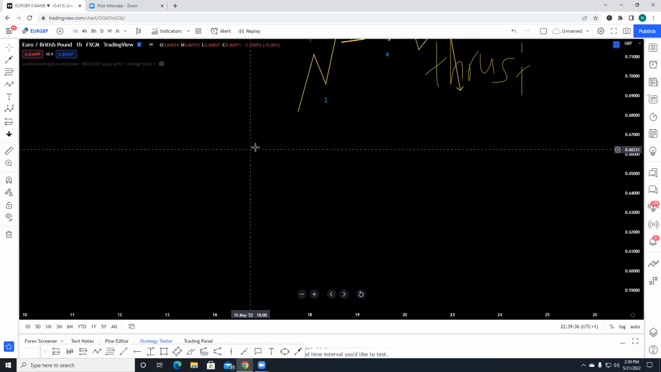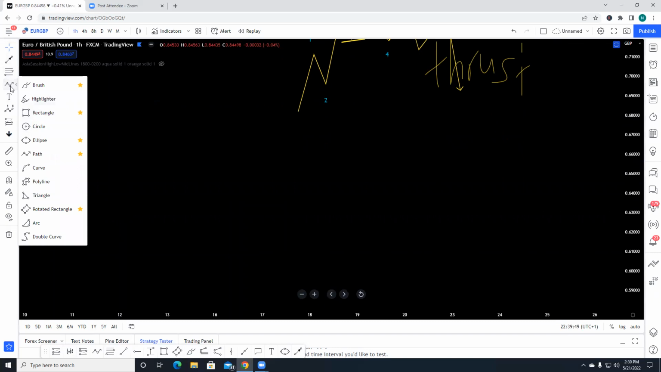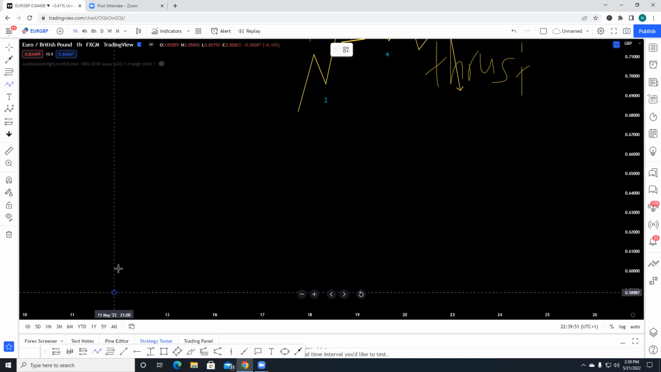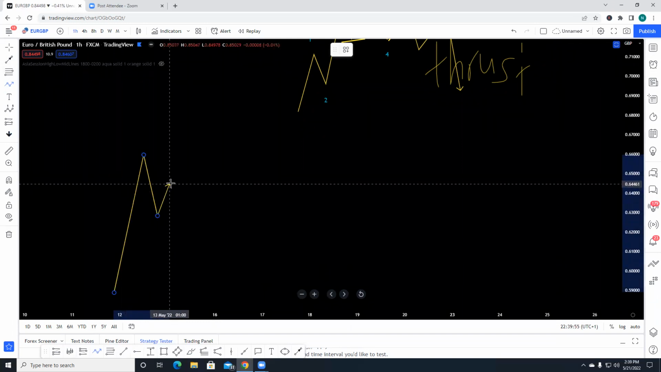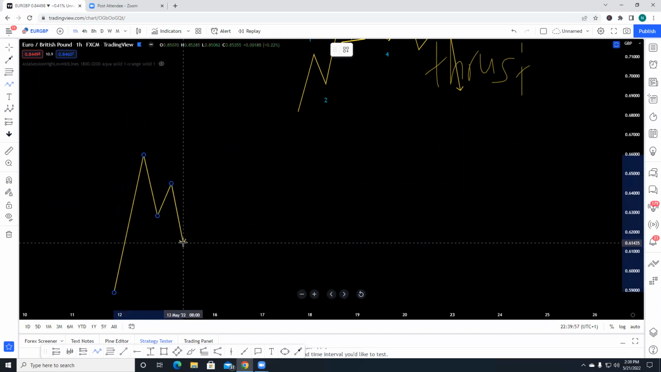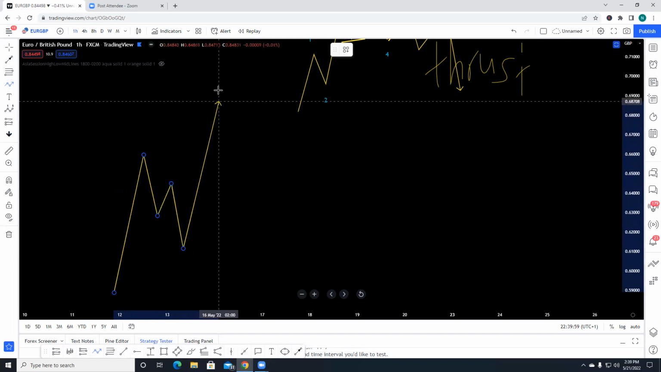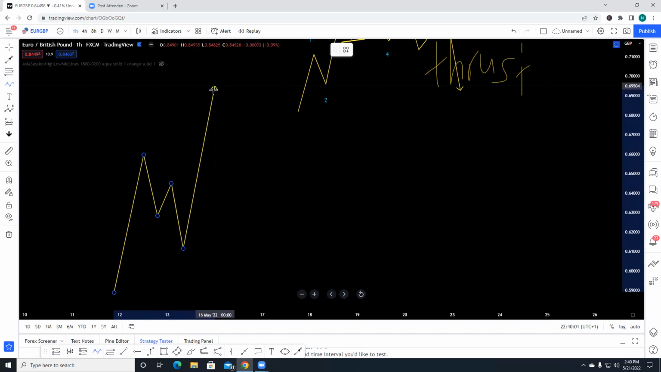We now want to look at what we call combination corrective structures, corrective combinations. That's what we want to look at here. Let me give you a scenario. With regard to what we have been learning so far, if you have an impulse and a three-wave pullback, guys, what are you expecting next? You are expecting this continuation, is that not?